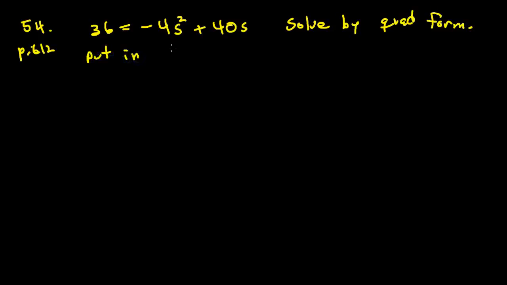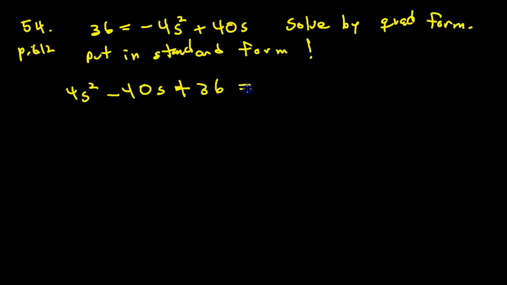You can't use the quadratic formula unless your equation is in standard form. All right, the quadratic formula assumes that. All right. So what I'm going to do is add 4s squared to both sides, and I'm going to subtract 40s from both sides.